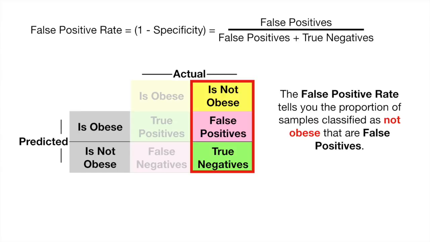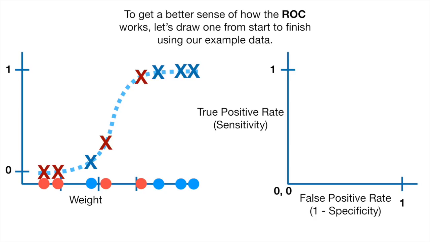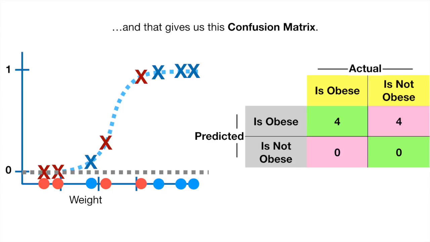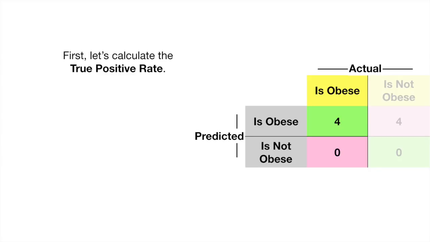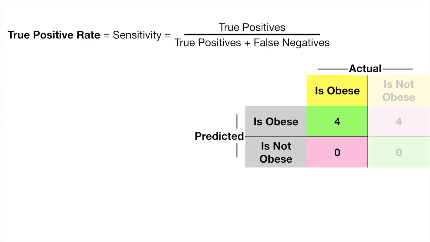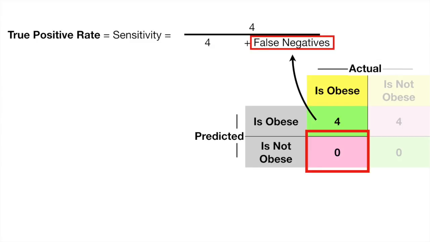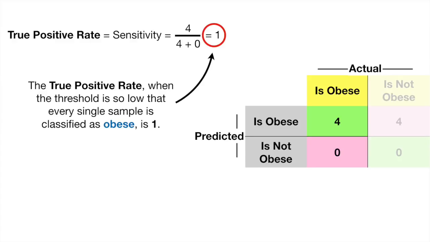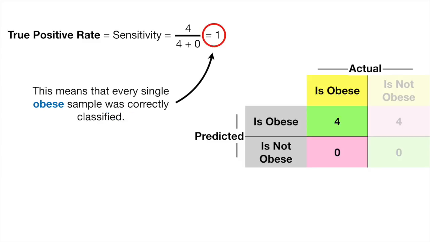To get a better sense of how the ROC works, let's draw one from start to finish using our example data. We'll start by using a threshold that classifies all of the samples as obese. And that gives us this confusion matrix. First, let's calculate the true positive rate. There are 4 true positives, and there were 0 false negatives. Doing the math gives us 1. The true positive rate, when the threshold is so low that every single sample is classified as obese, is 1. This means that every single obese sample was correctly classified.